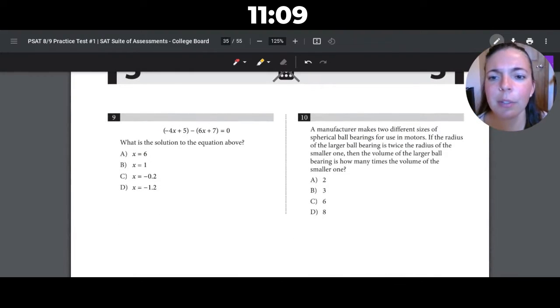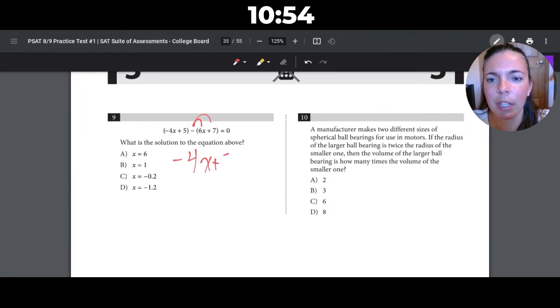Okay, number 9. What is the solution to the equation above? Negative 4x plus 5 minus 6x plus 7 equals 0. Okay, so first thing I'm going to do, again, is distribute. So whenever you have these parentheses, you want to try to get rid of them first. So the first set of parentheses doesn't really matter. We can just drop those, but we need to distribute this negative sign to this other set. So this would be negative 6x minus 7 equals 0.